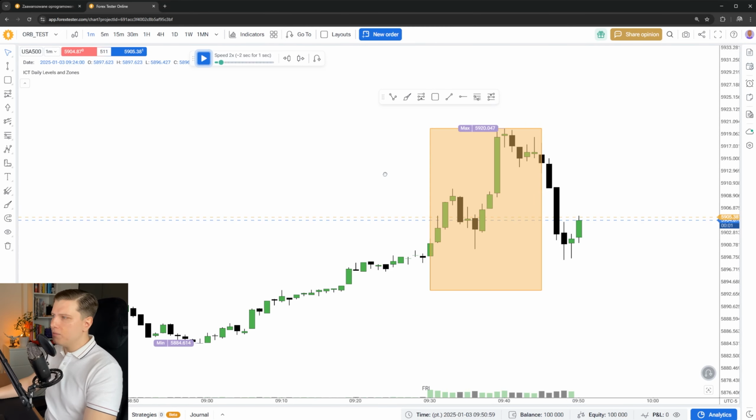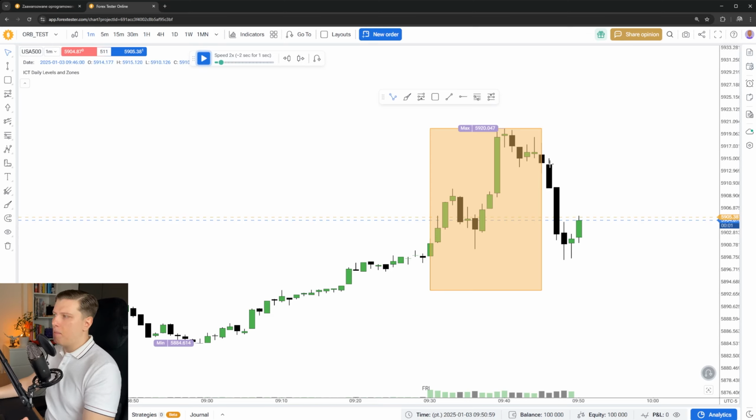Now, as the name suggests, what we want to see is a breakout on one side of this box. So we want to see a breakout above this box, or a breakout below this box. And that's it. That's everything you need to know about the ORB concept. But don't be fooled by how simple it looks, because at the end of the day, what really makes the ORB concept powerful is your understanding of simple and clean price action.